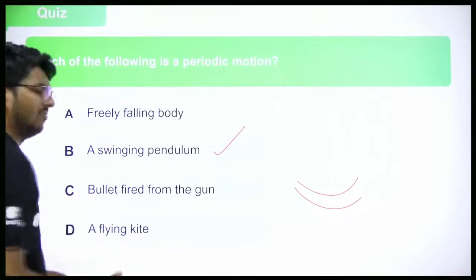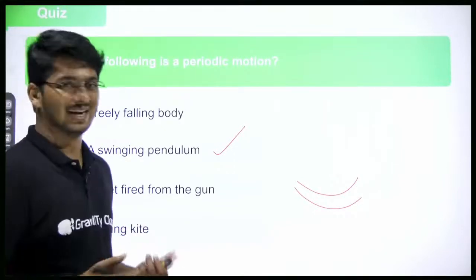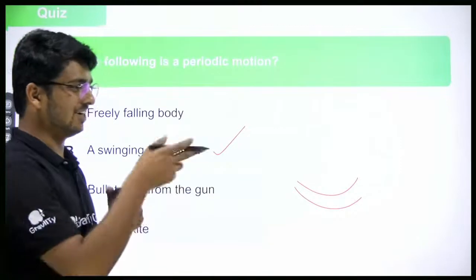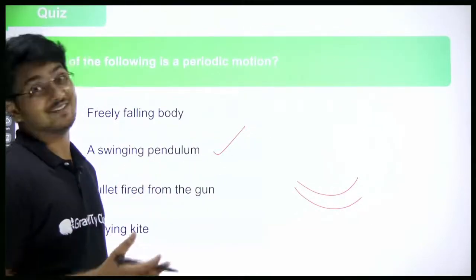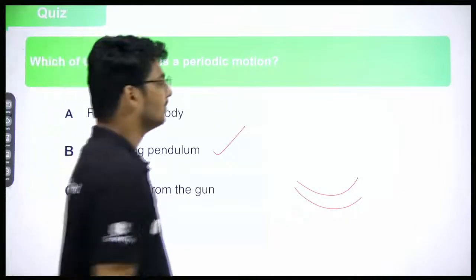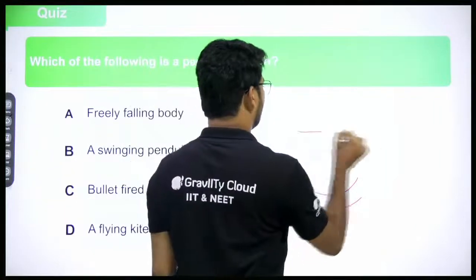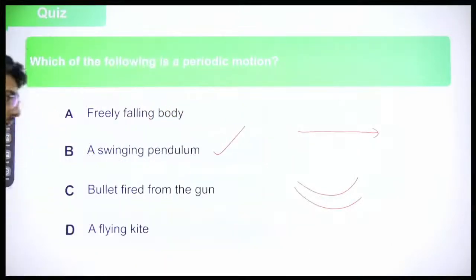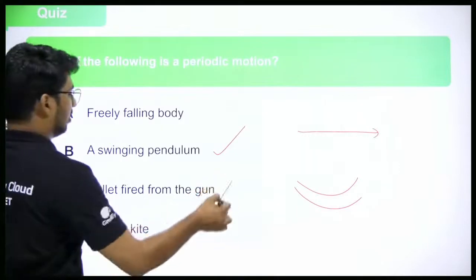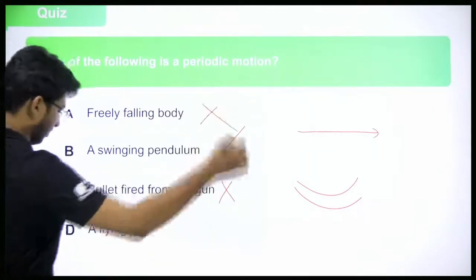Yes. Bullet fired from gun. Does it come back? No. Imagine that we are firing a bullet and the gun comes back. And the bullet comes back. Very, very dangerous. Doesn't happen, right? So if you fire a gun, the bullet just goes forward, goes away. That's it. Doesn't again come back. It's not repeated again. Yes or no? So bullet fired from gun, not repetitive, not periodic.